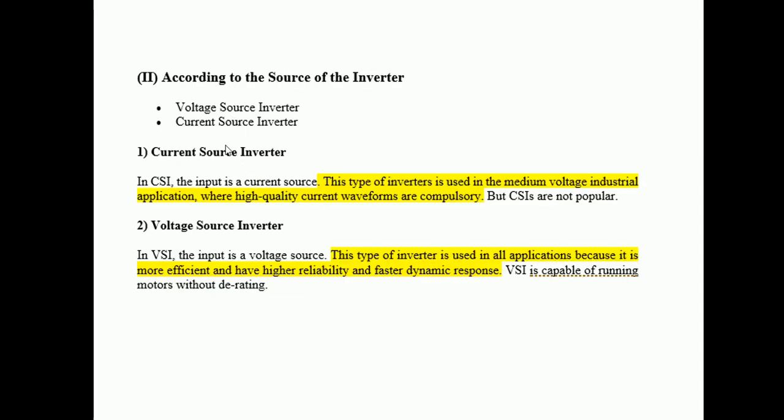The other classification is according to the source of the inverter, that is, current source inverter and voltage source inverter. Current source inverter means on the source side we have a current source, and voltage source inverter means on the source side we have a voltage source. So that is another classification of the inverters.